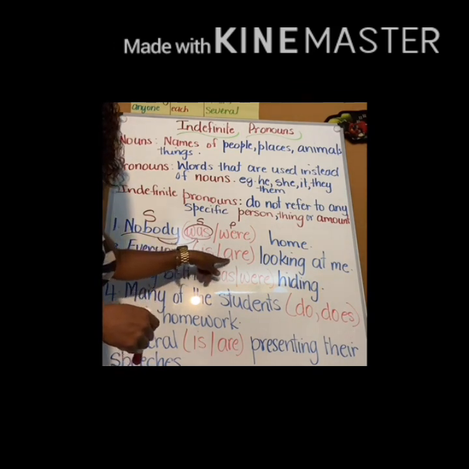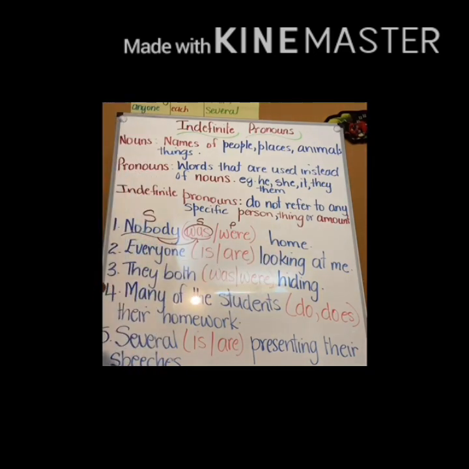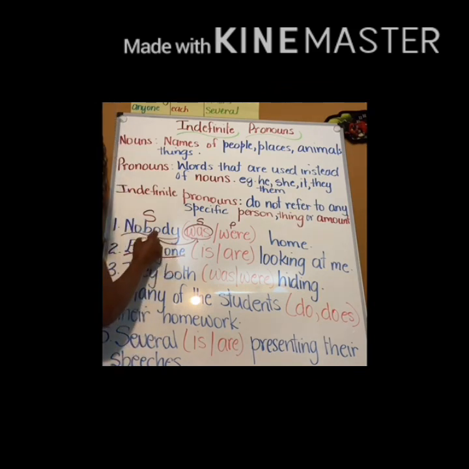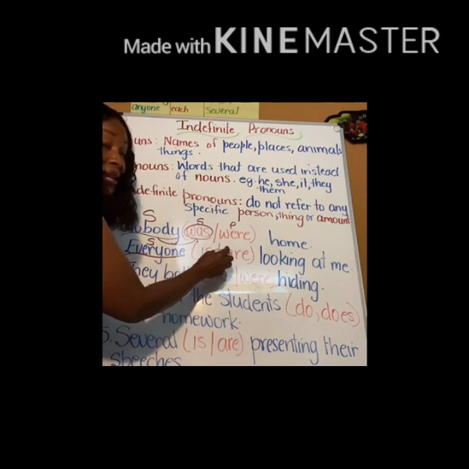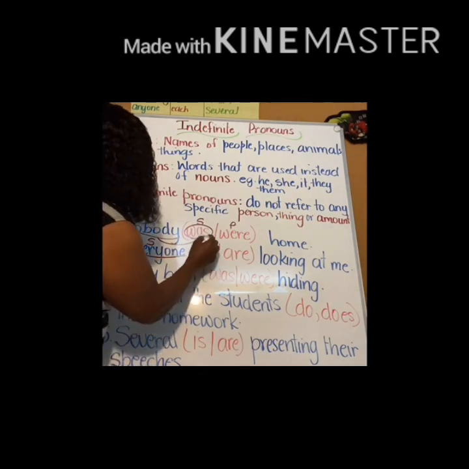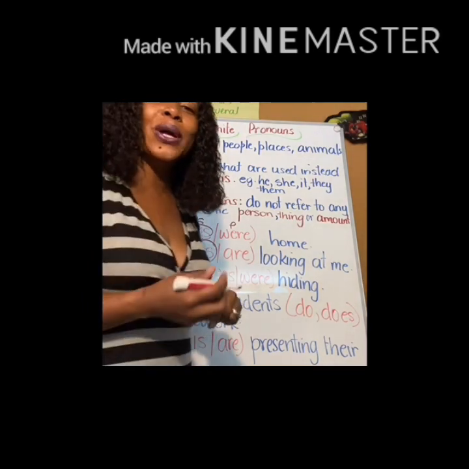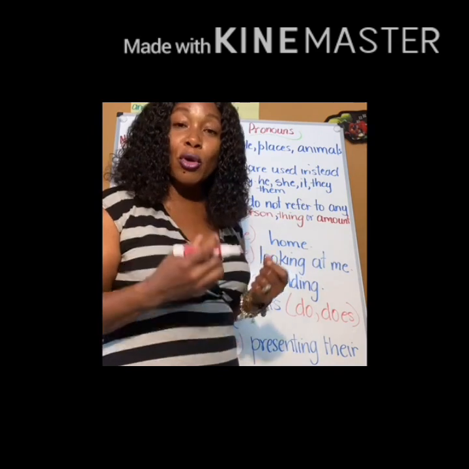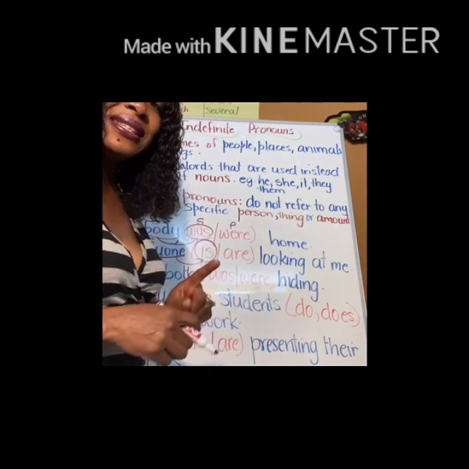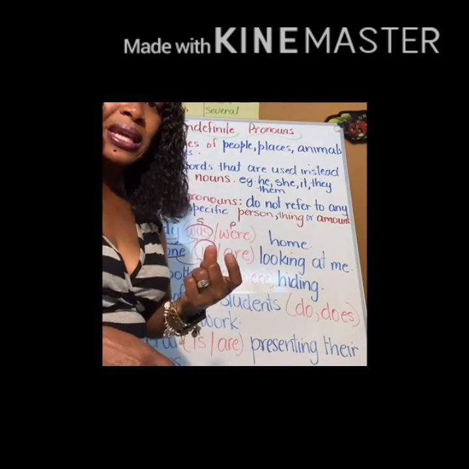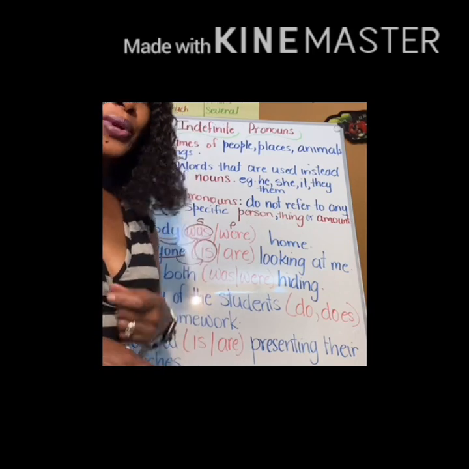Everyone is or are looking at me. Everyone is my indefinite pronoun. It is one of my one words. My one words are singular. So everyone is singular. Is and are. I hope you chose is. Everyone is. Remember, even though when we think everyone, you're referring to more than one person, here it is singular. So everyone is, everyone was, everyone does. It is always singular.